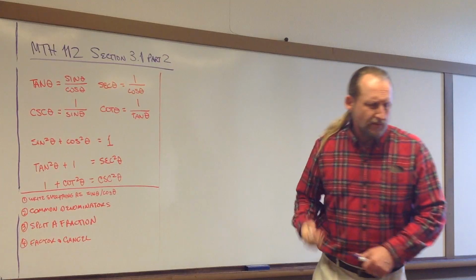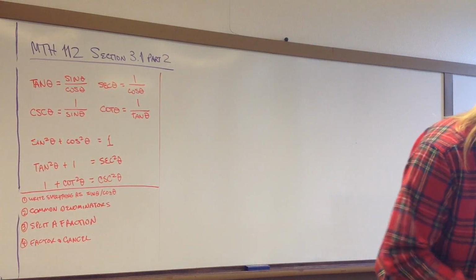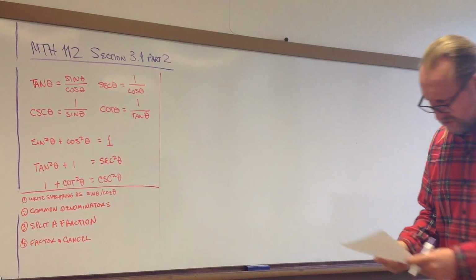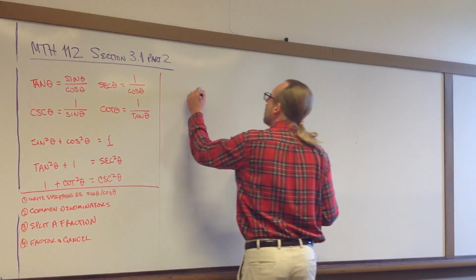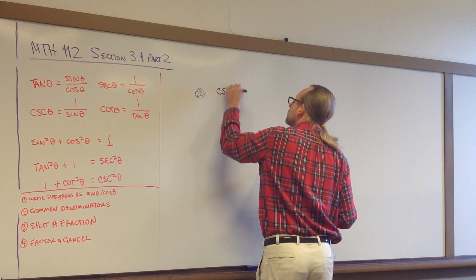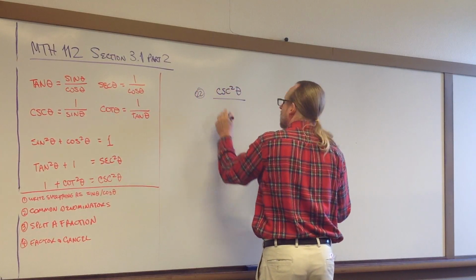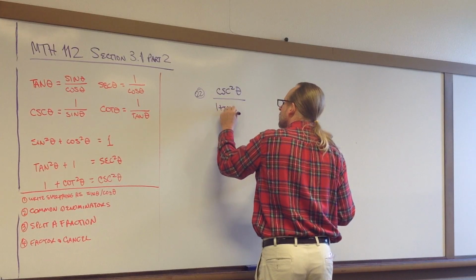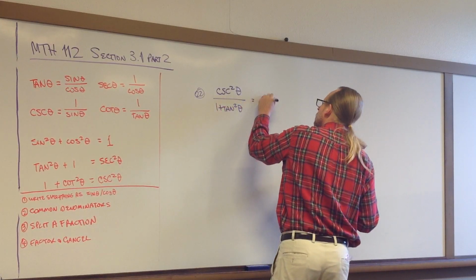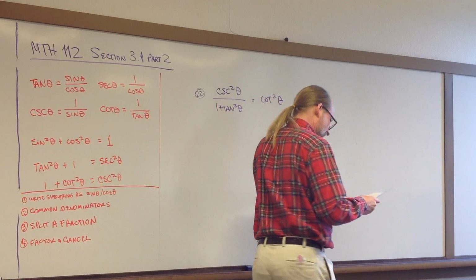Let's see what else we've got here. Problem 22. Cosecant squared on top, 1 plus tangent squared on the bottom, and we want to show that this is equal to the cotangent squared.